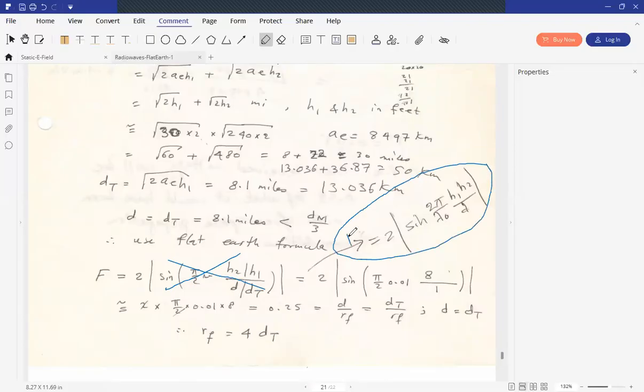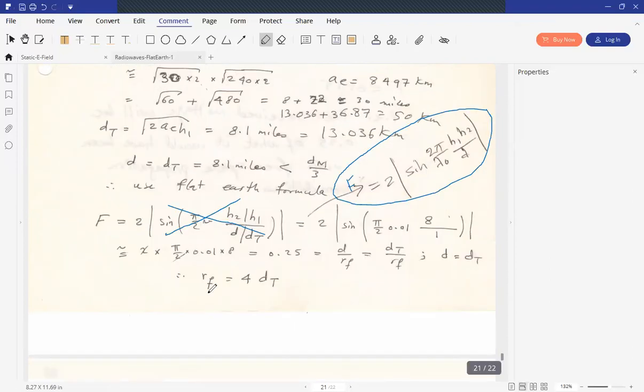Solve it, you will obtain the same answer. You will find that F is equal to a quarter, 0.25. Now we know that F over D is equal to 1 over RF. If you multiply by D, it will be F equals D over RF. You understand? Okay.